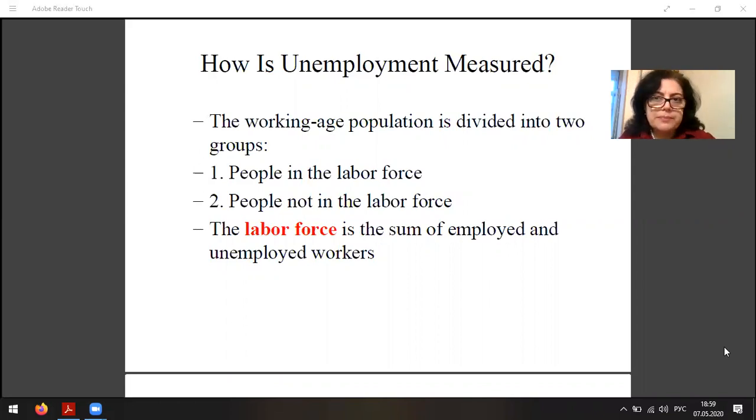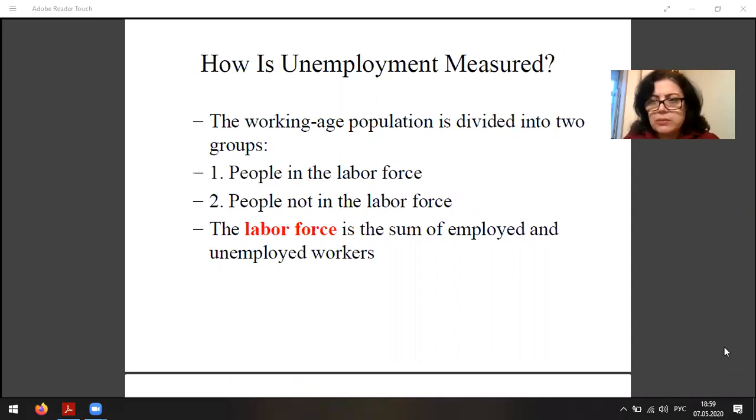Okay, so let's start. Firstly, I would like to remind you that unemployment is among the important and, unfortunately, hard macroeconomic problems. On the other side, the unemployment rate is among the important macroeconomic indicators. So to understand the concept of unemployment, first we need to start with the question of how to measure unemployment.